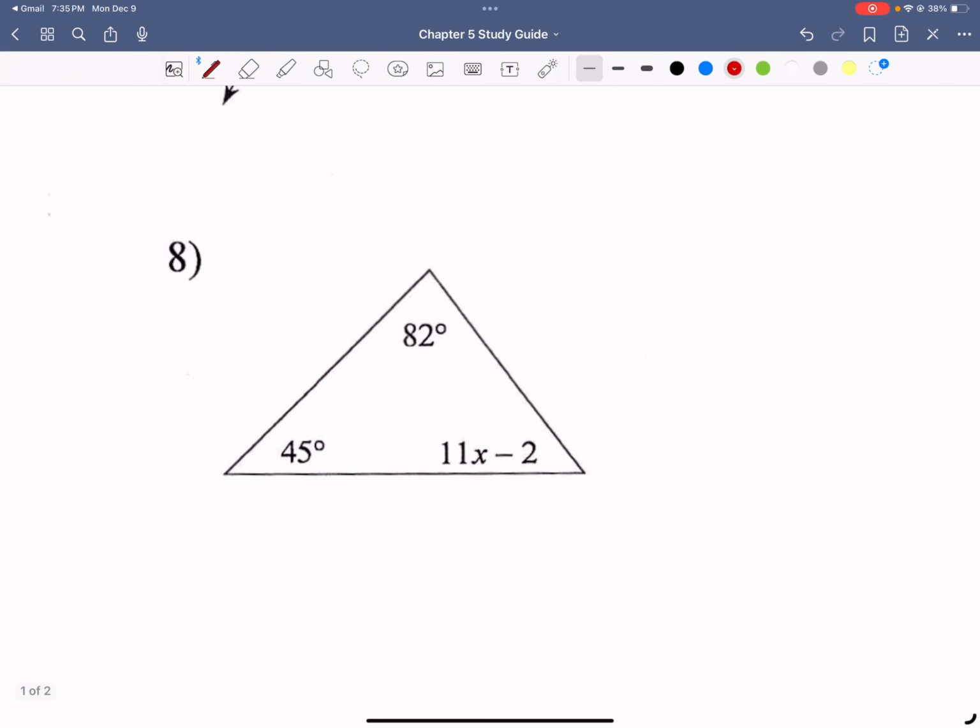Number 8. Again, these need to add up to 180. So take all of them, no matter how complicated they look, and just add it up to 180. I know I'm used to writing this in bold. Let's just do that. There you go.